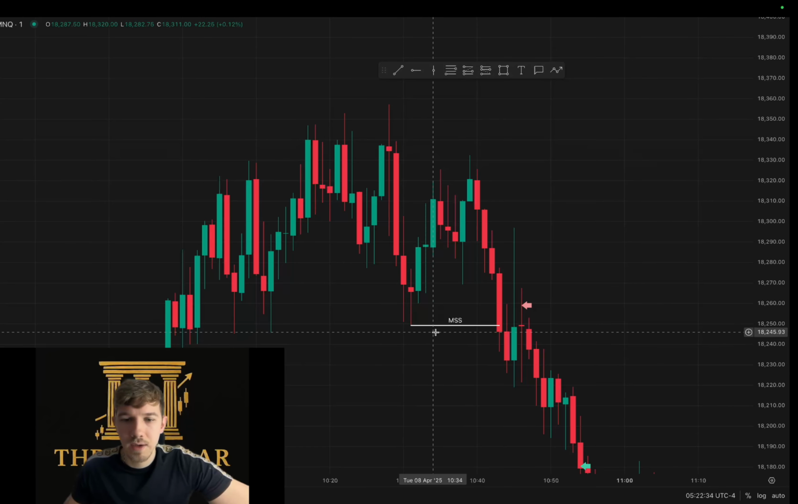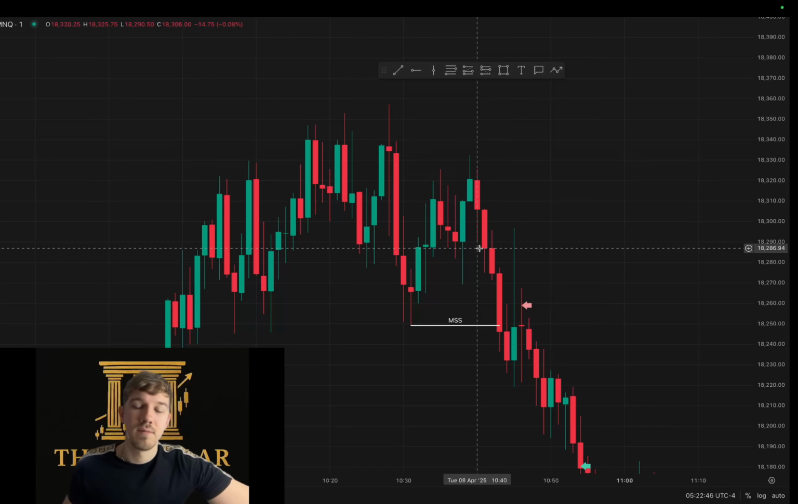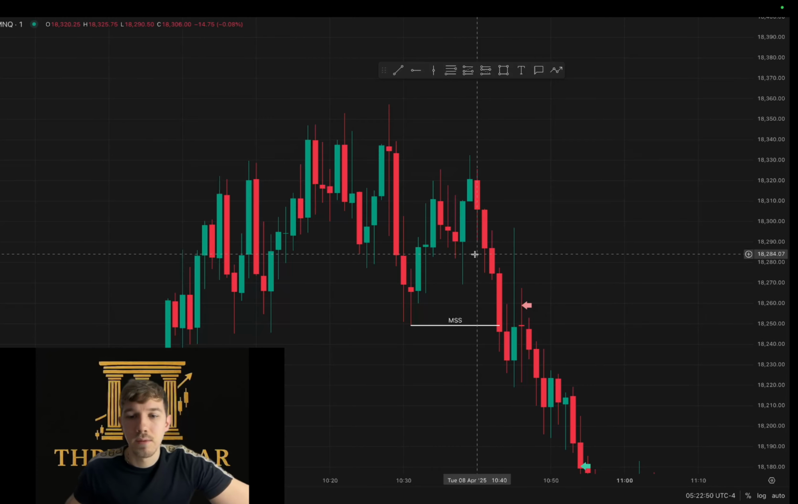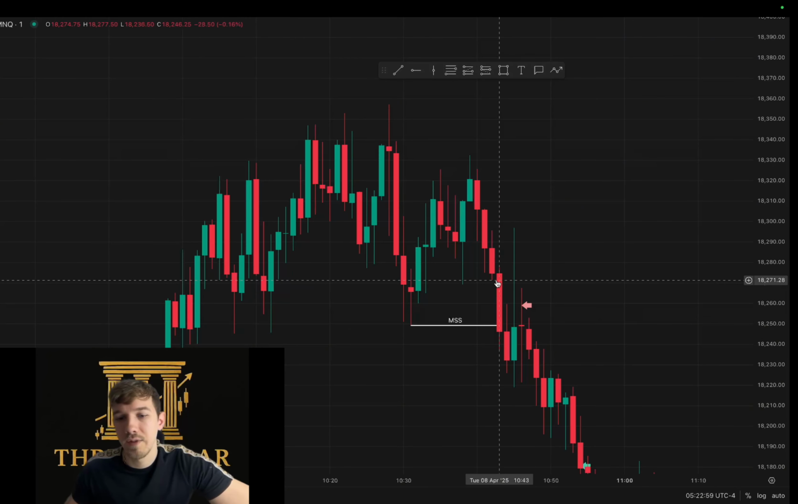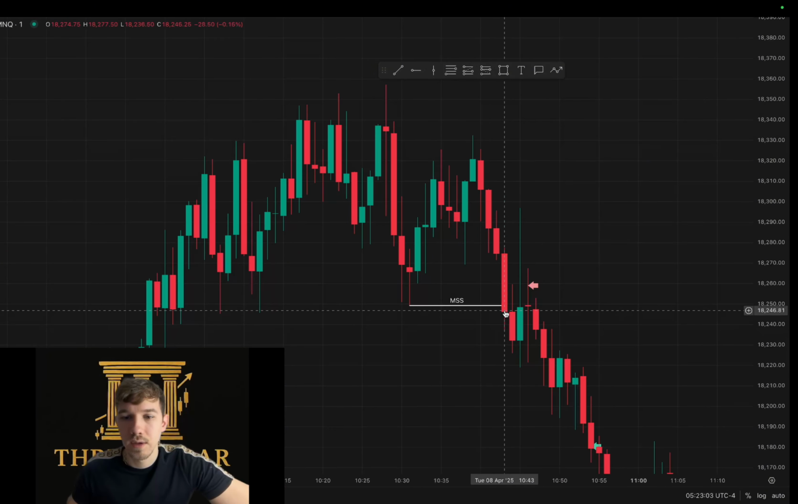So here you can see a market structure shift. You could say there was a market structure shift here, but the reason why I ignored this one is because there's no fair value gap there, which indicates to me that price is not yet intending to go lower. There's no actual volume here, whereas here we can see an actual fair value gap, and then we get a full body candle close.